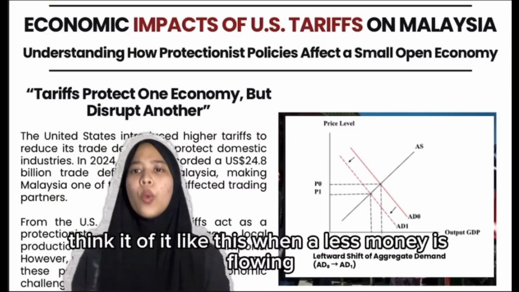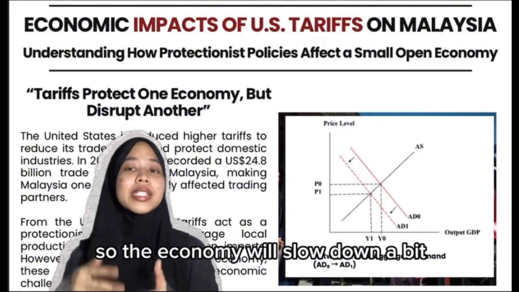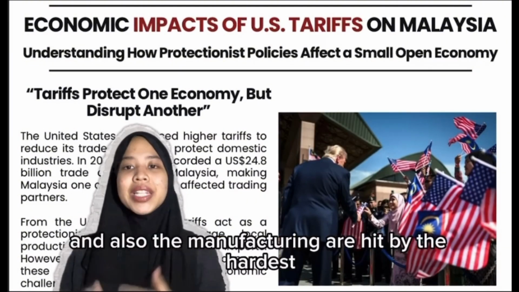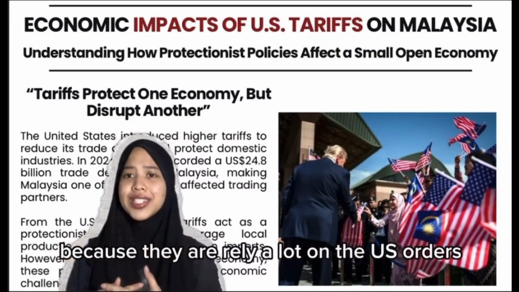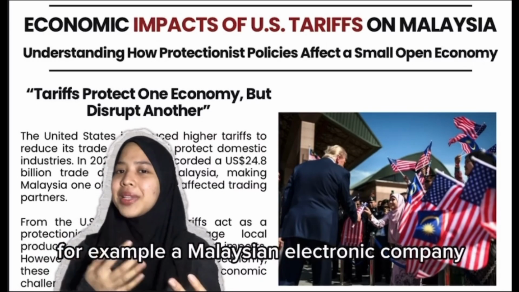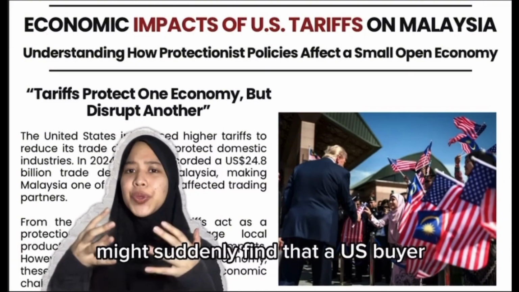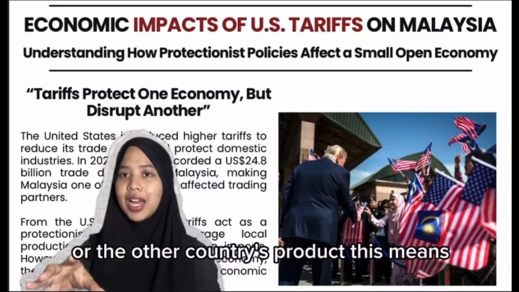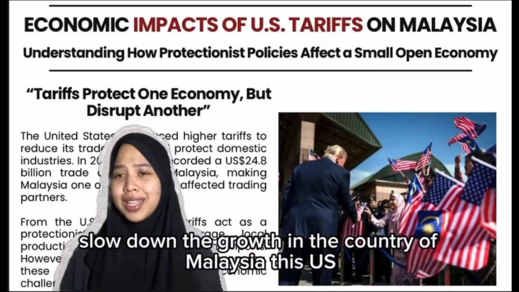Think of it like this: when less money is flowing into a Malaysian business from exports, the economy will slow down a bit. Industries like electronics, machinery, and manufacturing are hit the hardest because they rely a lot on US orders. For example, a Malaysian electronics company that exports microchips might suddenly find that a US buyer will switch to a cheaper local buyer or another country's product.